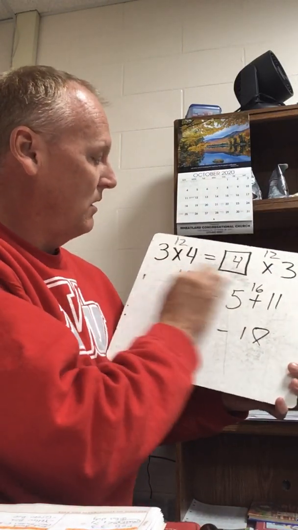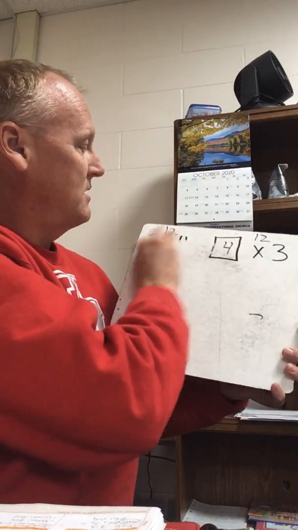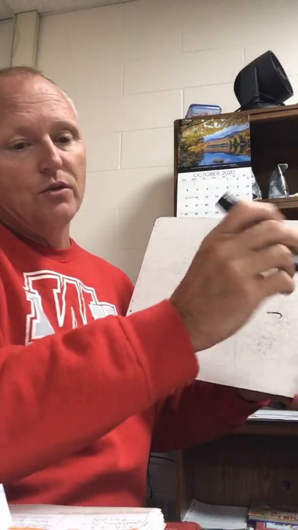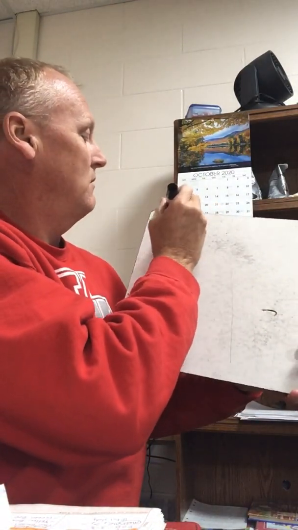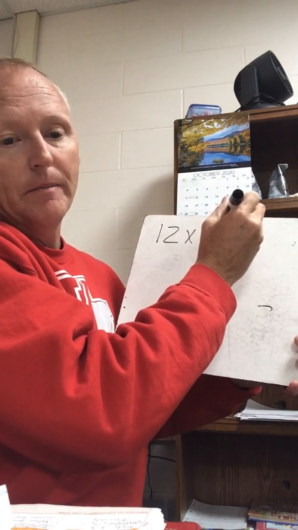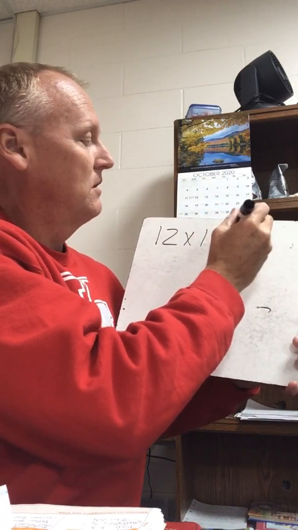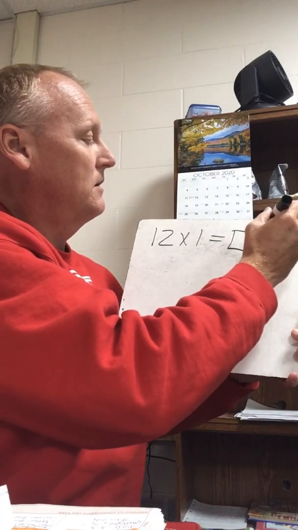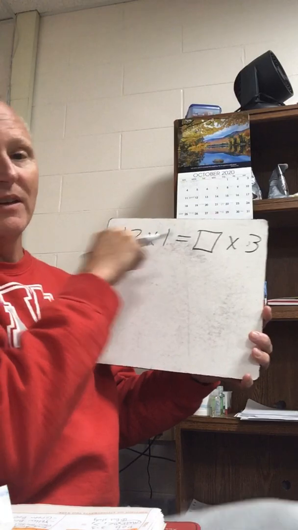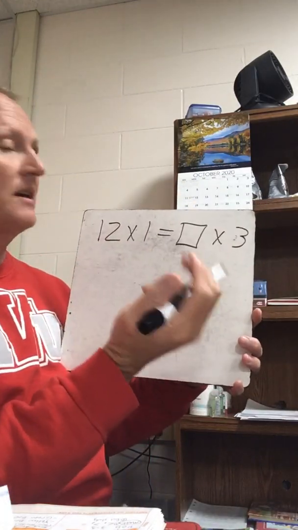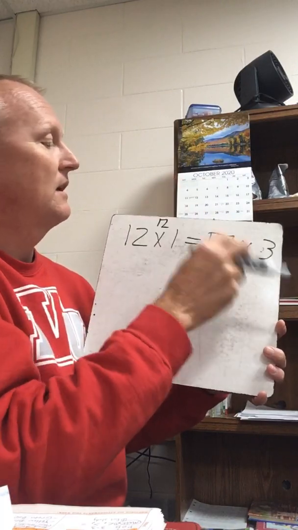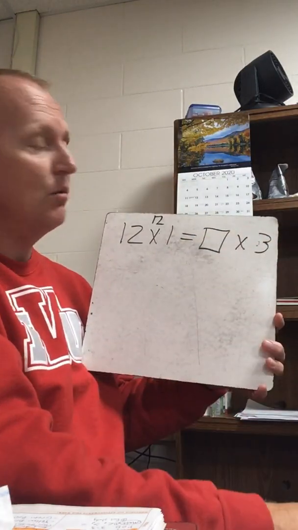Okay, let's do some more turning number sentences into equations. Let's do 12 times 1 equals blank times 3. So we know everything on this side. We can figure out everything on this side. 12 times 1. That's an easy one. That equals 12. So we know we need to make this side equal 12.